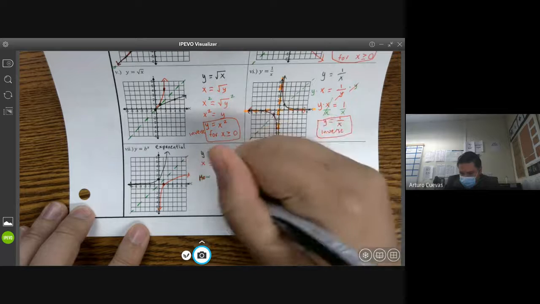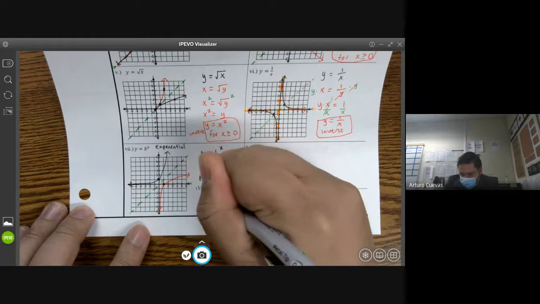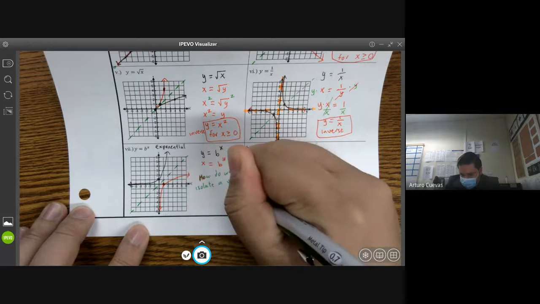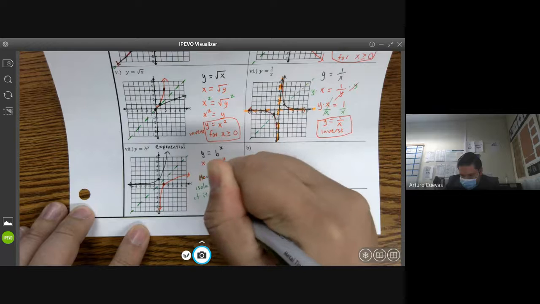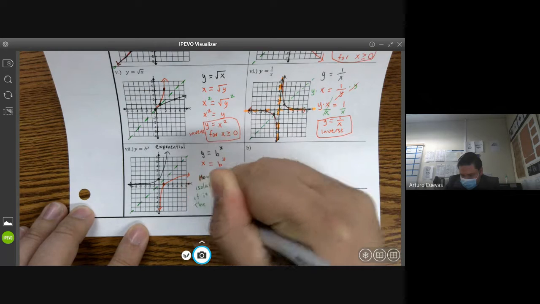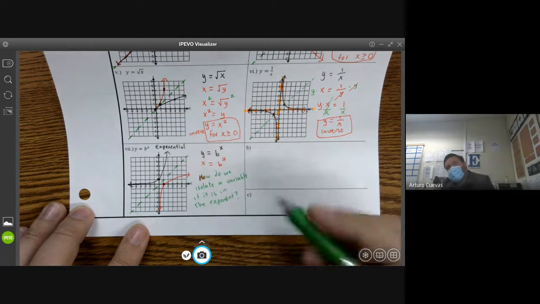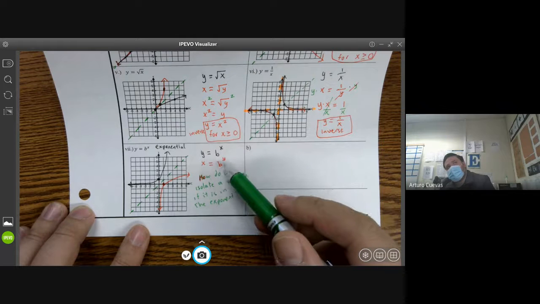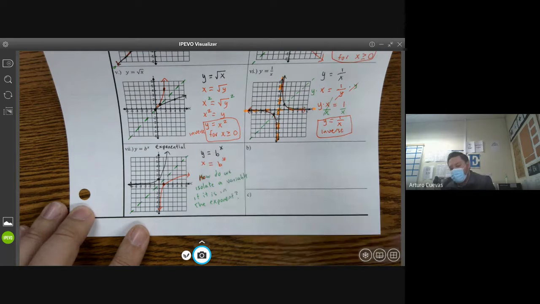So the question is, how do we isolate a variable if it is in the exponent? That's why we couldn't finish this problem. We couldn't get y by itself because we don't know how to isolate a variable if it's in the exponent. Okay, part B.